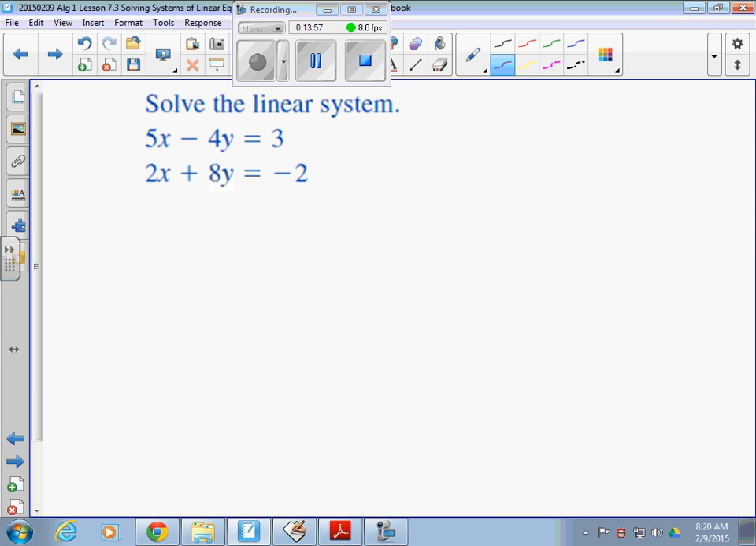Okay, so here's another example. Let's copy this one down on the back. 5x minus 4y equals 3. 2x plus 8y equals negative 2. Take about 20 seconds, see if you can decide which variable will be easier to eliminate, the x's or the y's.